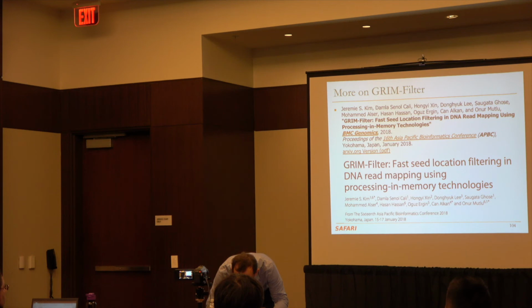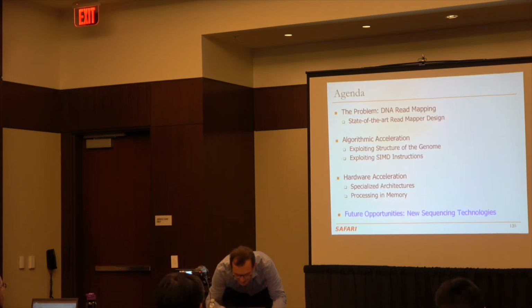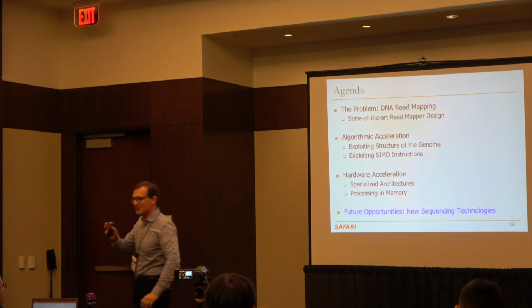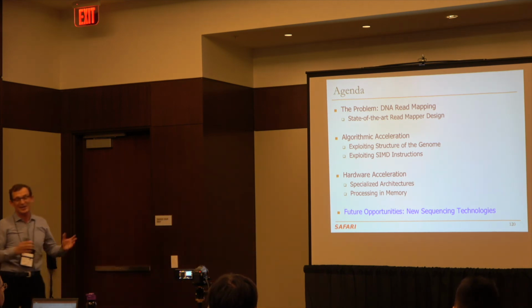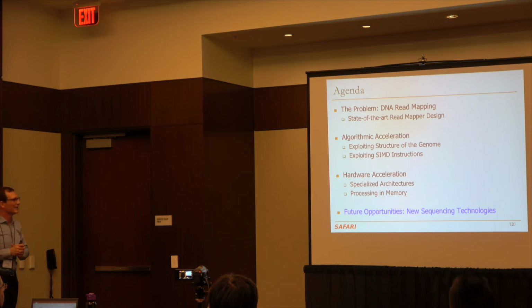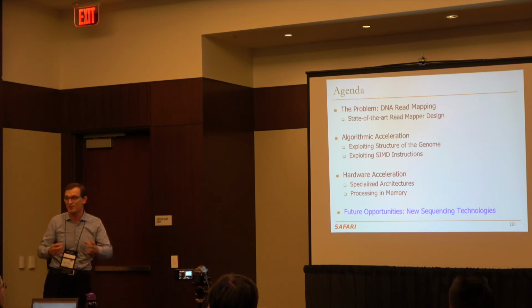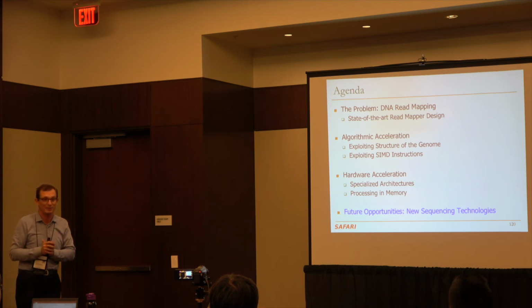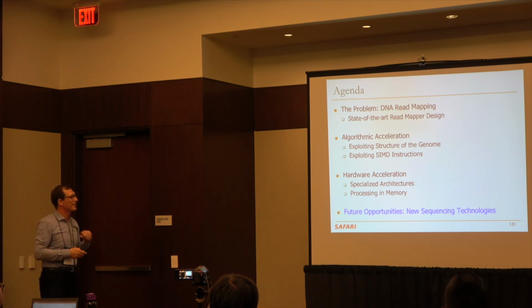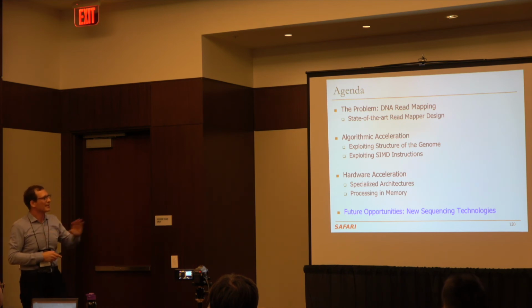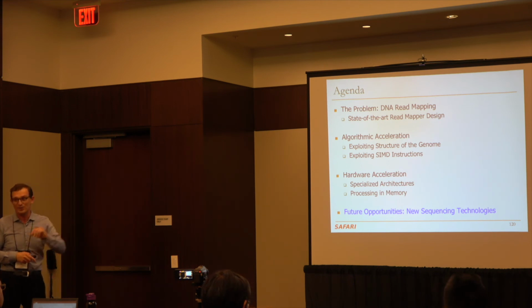Let me go to the emerging technologies. I was going to talk about graphs, but there's been talk about graphs, so I'm going to skip that. Graphs are important, as Bill and other talks mentioned. Things are moving more into graphs in terms of representation of the genomes, and graph traversal is becoming more important in bioinformatics. But instead, let me talk about future opportunities and new sequencing technologies.